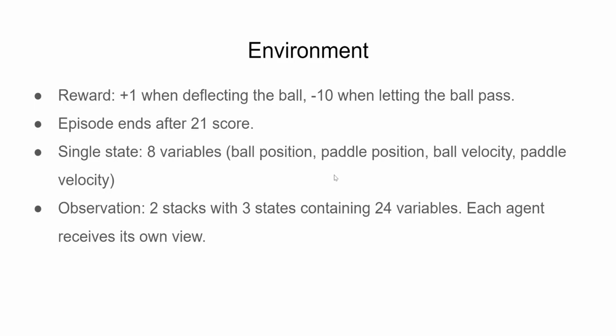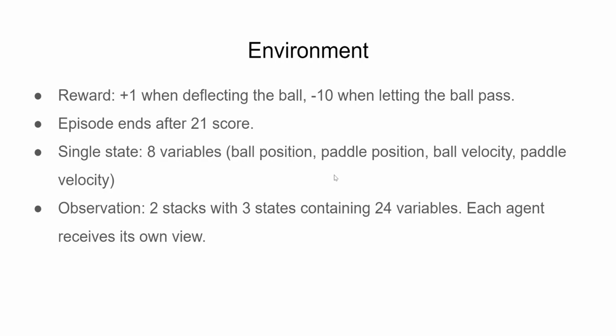Okay, the next step is about the environment, how I coded it. Starting with the reward, every time a paddle deflects the ball, it receives a reward of +1. And every time a paddle lets the ball pass, it receives a negative reward, or a penalty, of -10. Each episode ends after one side scores 21 balls against the other. So if player 1, for example, lets the ball pass 21 times, the game ends.